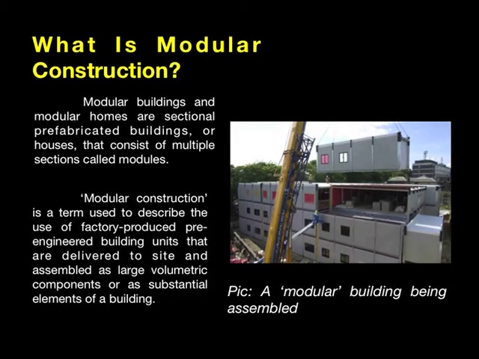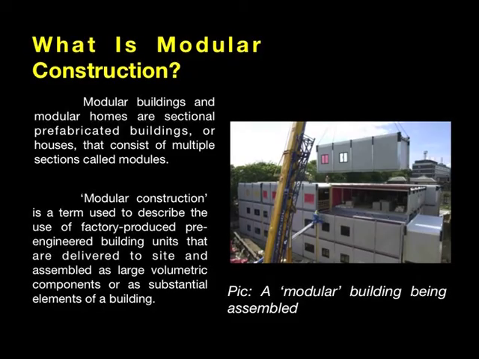Let us break that definition down into smaller pieces and try to understand what exactly modular construction is all about. It is a term used to describe factory produced units. By factory produced, what they mean is, we do not produce the units on the site where the building is constructed. These units are produced in an off-site facility, which is not on the site, in a factory.